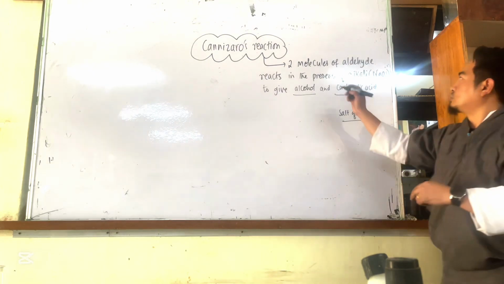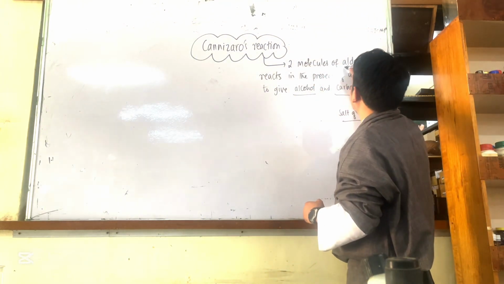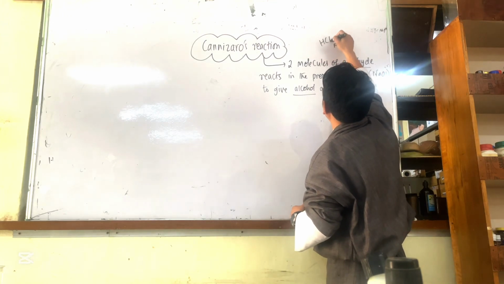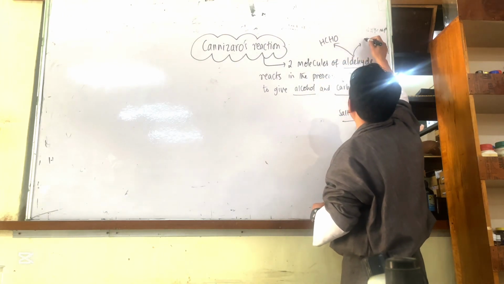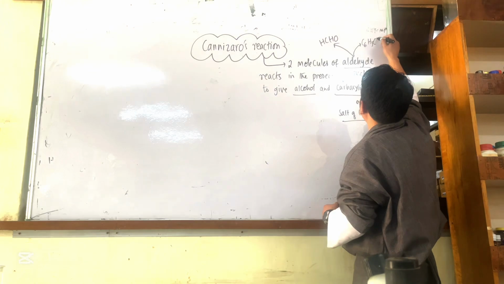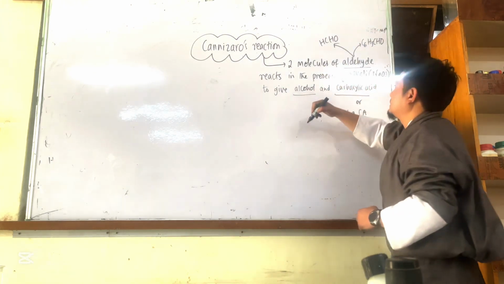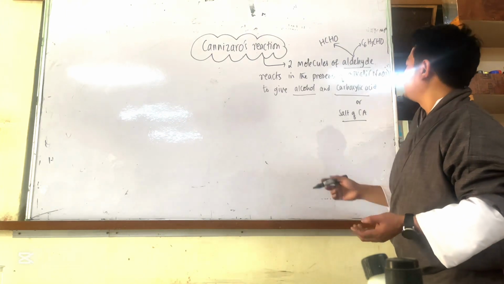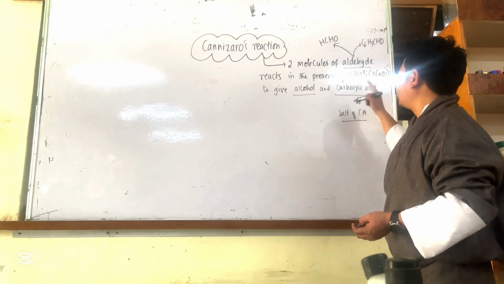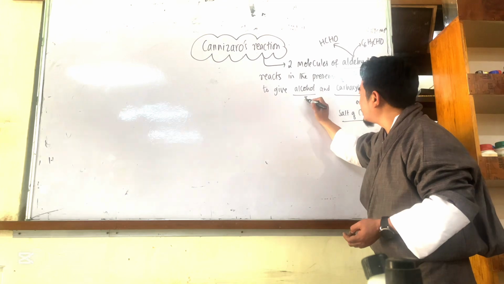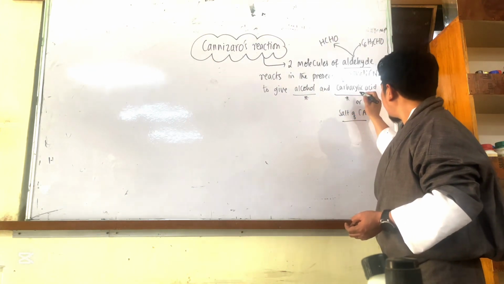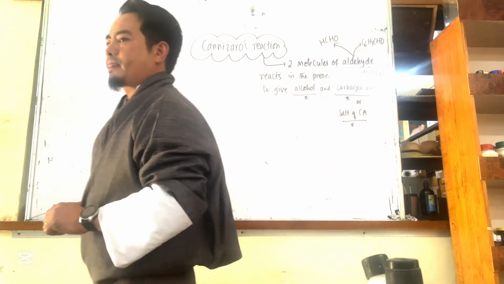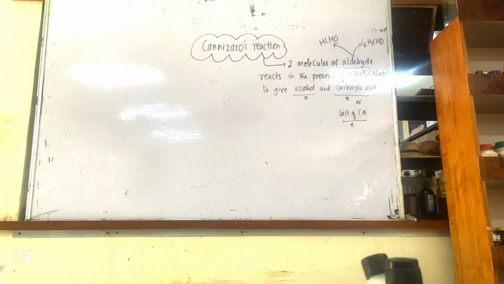So see, 2 molecules of aldehyde, the specified aldehydes are formaldehyde and benzaldehyde. Only these 2 aldehydes can react in the presence of alkali, in the alkaline nature, to give you alcohol and carboxylic acid. So remember the product: alcohol, carboxylic acid. If you don't remember carboxylic acid, remember salt of carboxylic acid.